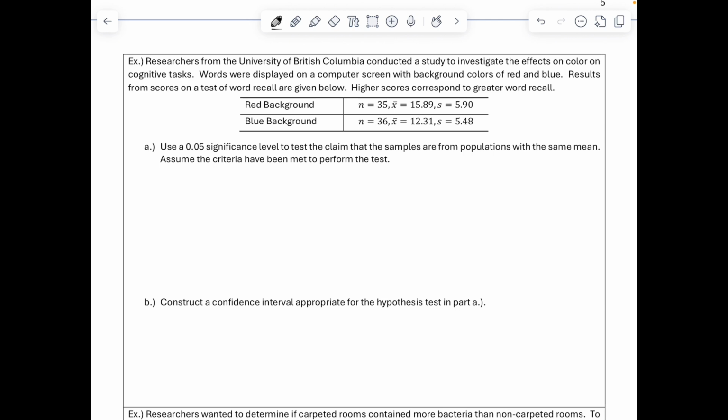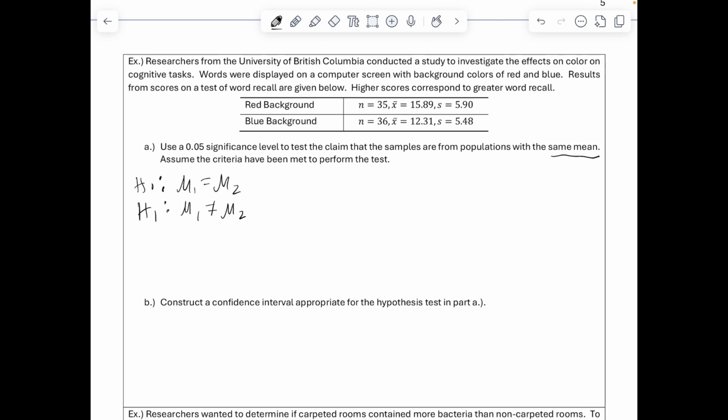So we have red backgrounds and we have blue backgrounds. Part A says to use a 0.05 significance level to test the claim that the samples are from populations with the same mean. Assume the criteria for the test has all been met. So again, it does say the same mean. So when we construct our hypotheses, our null and our alternative, our null is going to be that those two means are equal to each other, and our alternative would be that they are not equal to, since it does not state specifically less than or greater than in this problem.